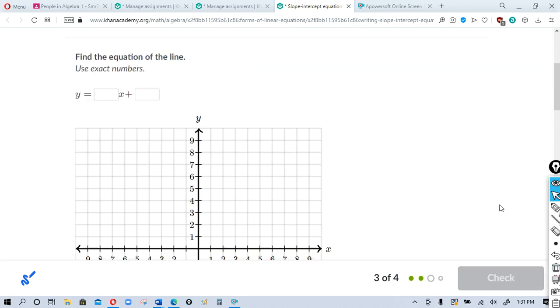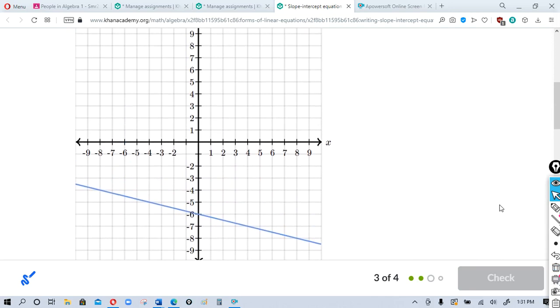Last one. Find the equation of the line. Let's do the slope first: change in y over change in x. Pick 2 points, and make sure they're on the corner of the box. I'm going to take this one right here and this one right here. For change in y, I'm just going to go down 1. Remember, when it's down, it's negative. So change in y is -1.